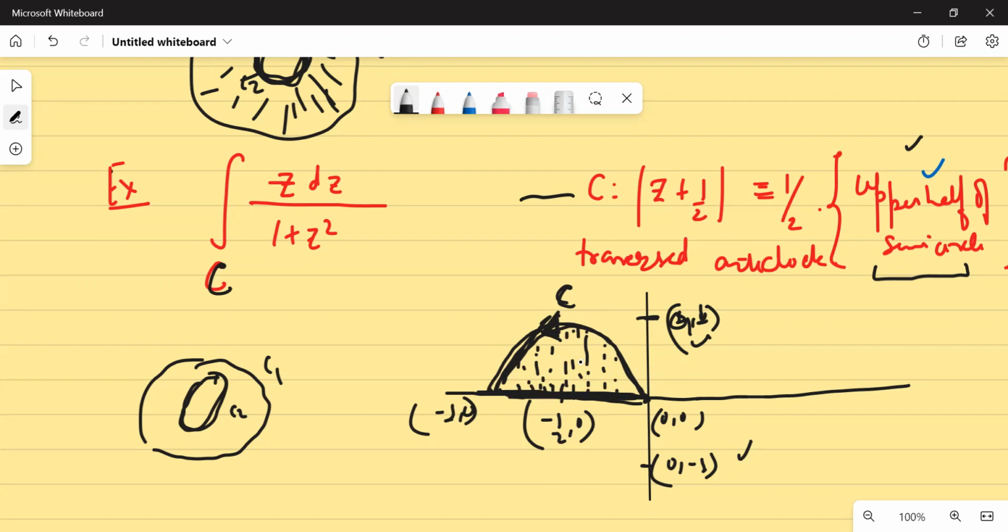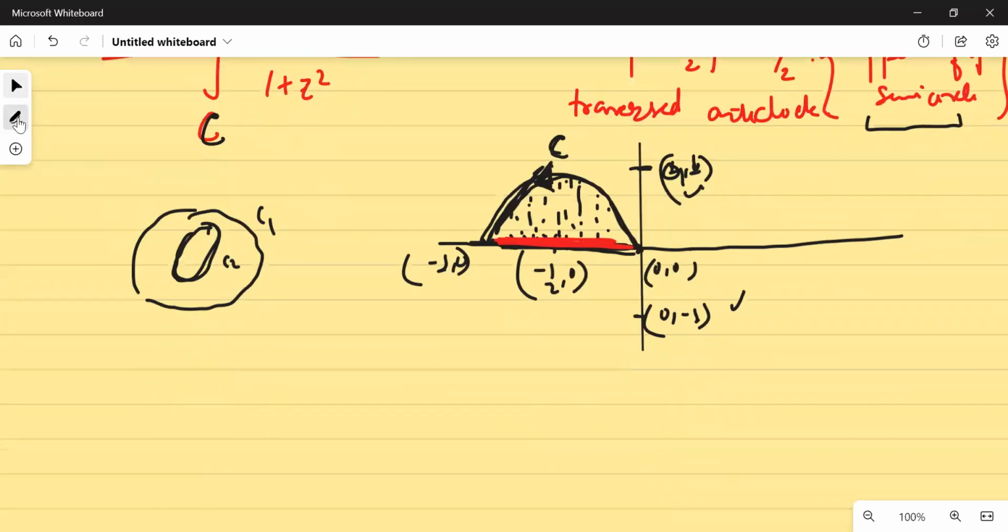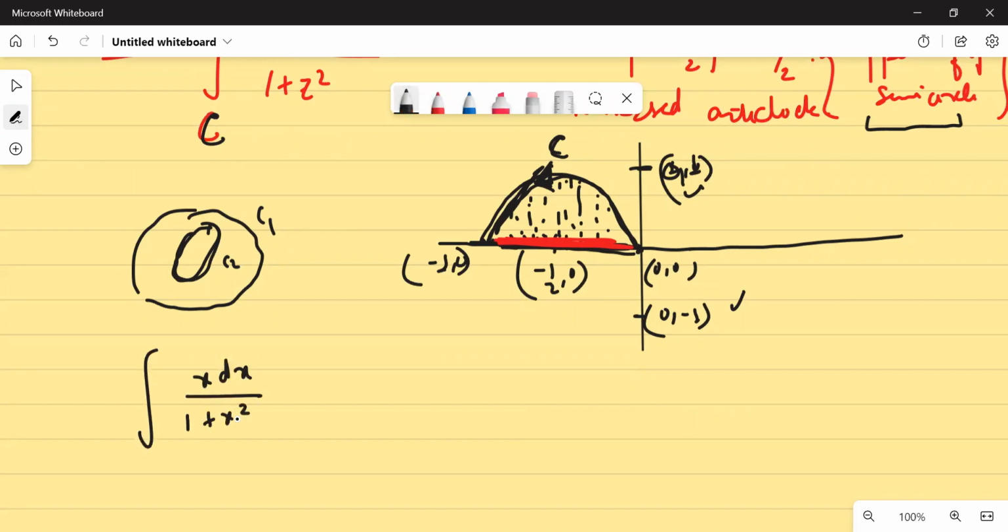In this particular region, there is no such singularity. So eventually you will end up on the x-axis only. By deforming the curve C you will come to the x-axis, and integration over this or over that means one and the same thing. What is the advantage? The advantage is that this complex integral will become a real integral, that is, x upon 1 plus x square.